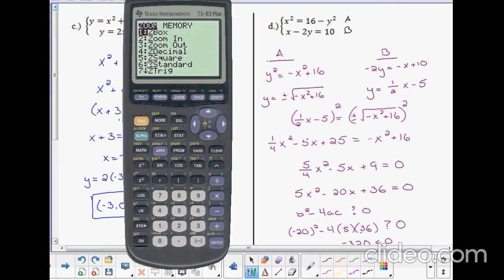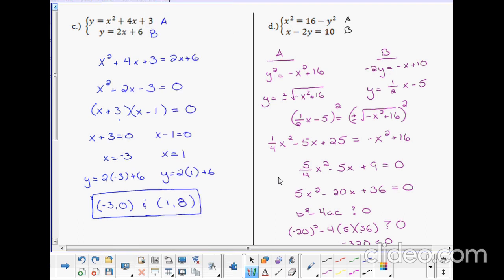And I'm going to put it in a square graph, zoom 5. Take a look at this. And we can see here that the line does not intersect with my circle. It's very close, but there is a gap between the line and the circle, and so this would have no real solutions.